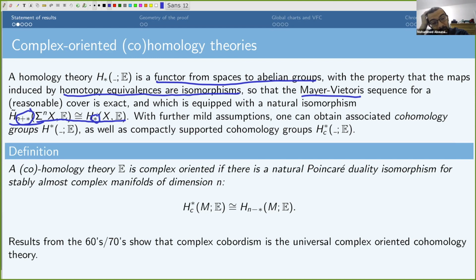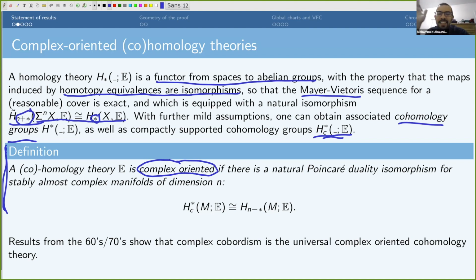What I want to say is that in the statement there was this condition of being complex oriented, and what does that mean? Well, once you have homology, it turns out with just some small extra assumptions, you can obtain a cohomology group, and also something like a compactly supported theory. I just want to introduce these because I need them for my ad hoc definition of what it means to be complex oriented.